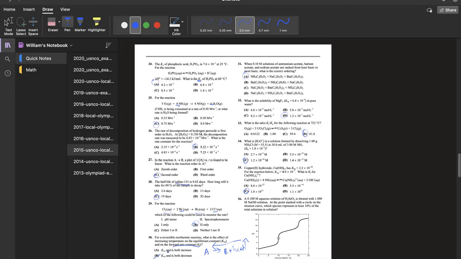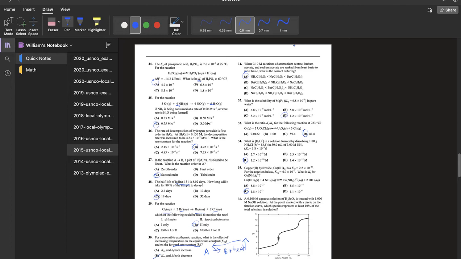We're continuing 2015 and we've got 31 through 40. First one's pretty easy. It's just ordering acidic to basic. So if we take a look, NH4+ is actually slightly acidic. It's the conjugate acid of a weak base. That weak base would be ammonia.